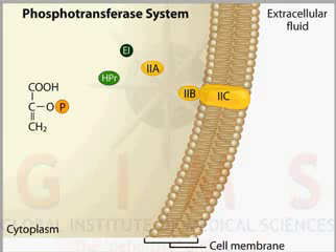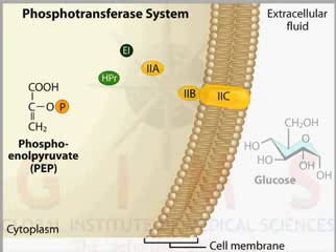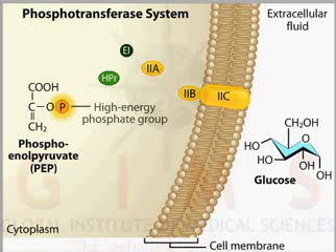A system of transport called the phosphotransferase system, designated as PTS, uses the energy from phosphoenolpyruvate to transport sugars such as glucose into the cell. PEP is an intermediate in glycolysis and carries a high energy phosphate group.